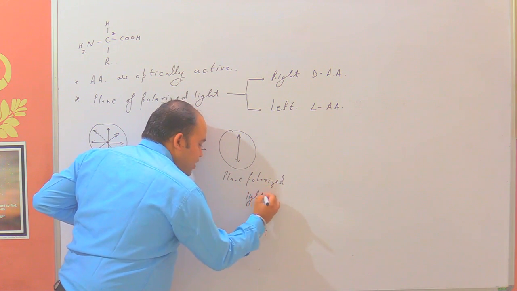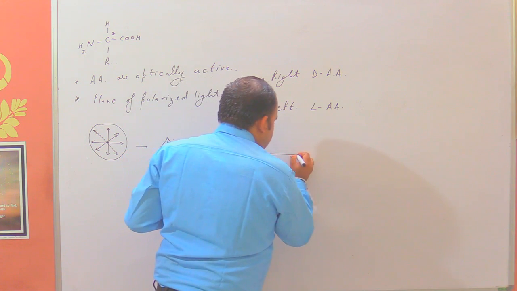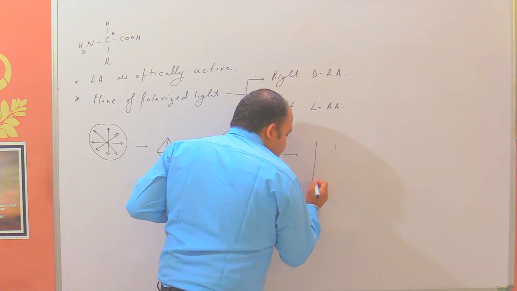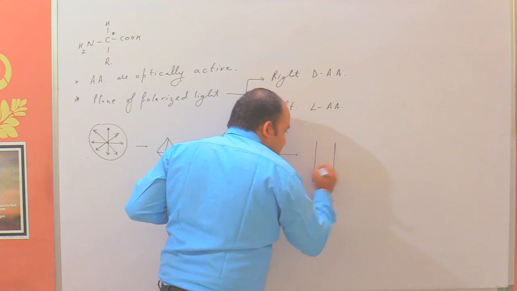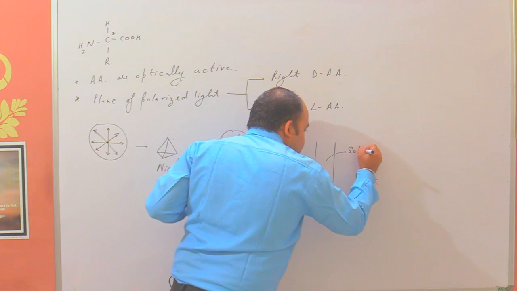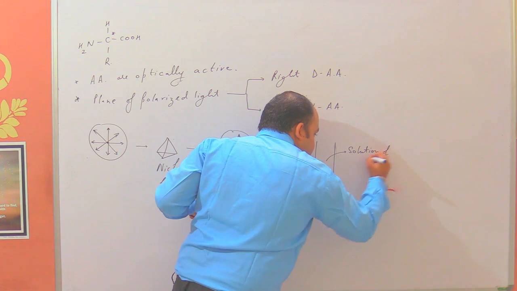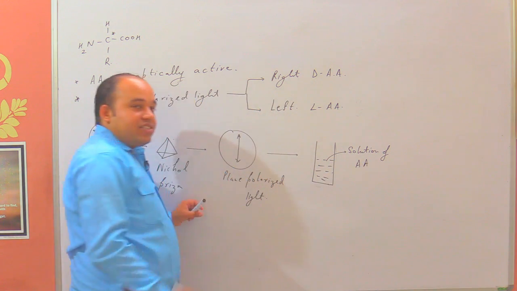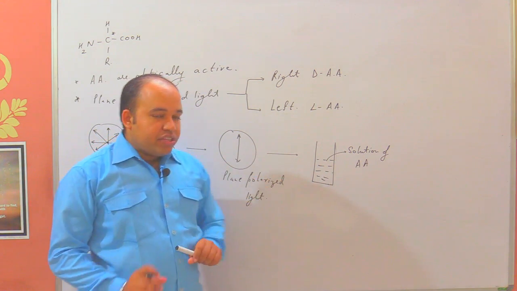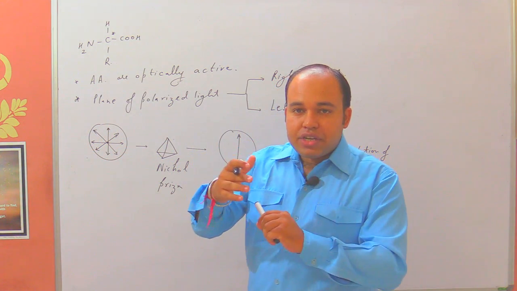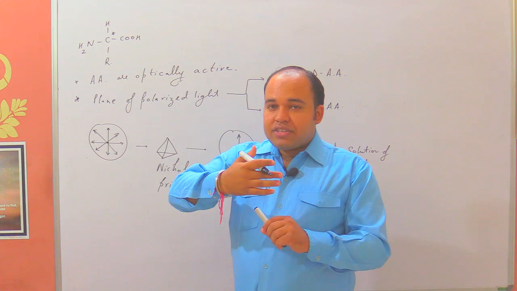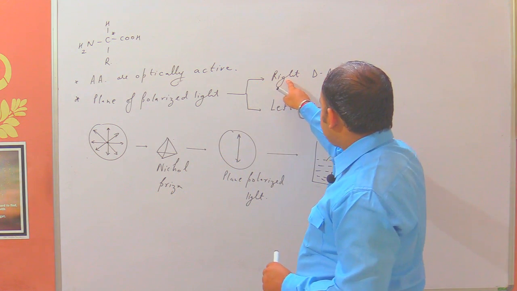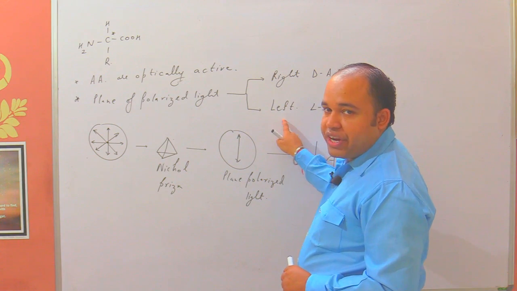Now this plane polarized light is passed through a cuvette. This is a cuvette, and in this cuvette a solution of amino acid is placed. Once the solution of amino acid is placed here, what will happen? This solution of amino acid will turn the polarized light either towards the right or towards the left. That is why it is said to be dextrorotatory or levorotatory in nature.